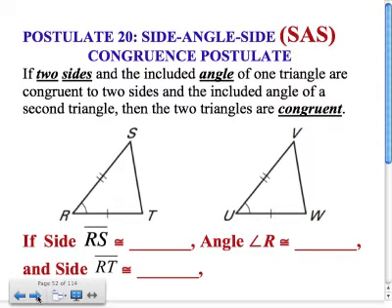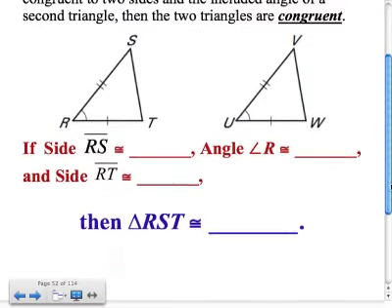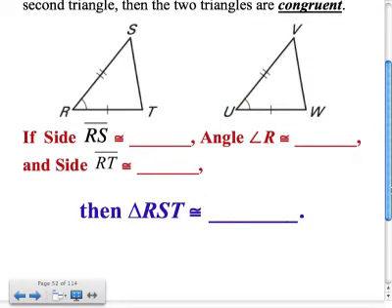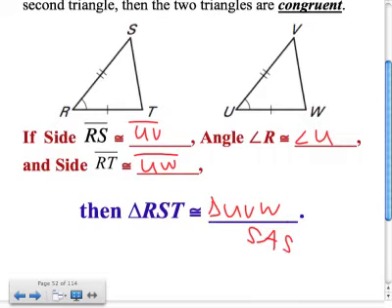The side-angle-side postulate says if two sides and the included angle of one triangle are congruent to two sides and the included angle of a second triangle, the two triangles are congruent. Again, we've already seen this when it comes to similarity. So side RS is congruent to side UV. Angle R is congruent to angle U. And side RT is congruent to side UW. Therefore, the two triangles are congruent, so RST is congruent to UVW. Side-angle-side congruence postulate.